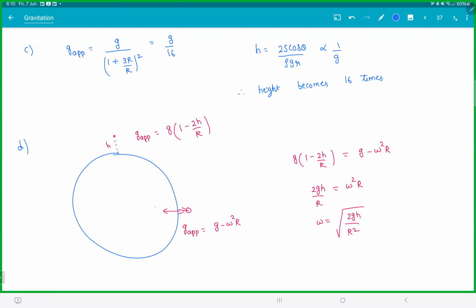So on the equator, the gravity variation is due to rotation. On the pole, there is no rotation because R is 0, but due to height, there is a variation. And you're saying these two are equal.